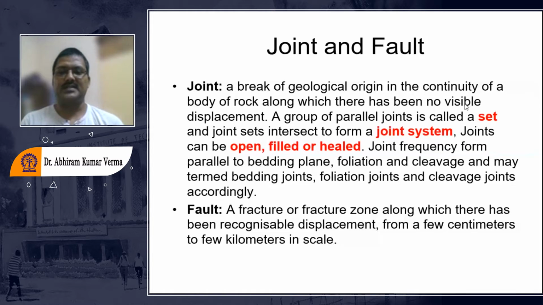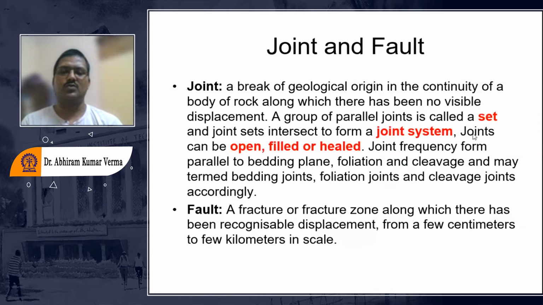So we have the joint set as one parameter. A group of parallel joints is called a joint set, and I will show you in one of the photographs. And we can define a joint system when joints are intersecting. When parallel joints are there, they are not going to cross each other. But if they are non-parallel, definitely they are going to cross each other. So that type of joint arrangement is called a joint system.